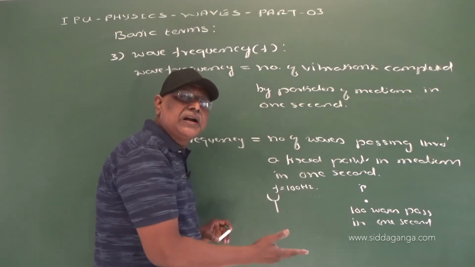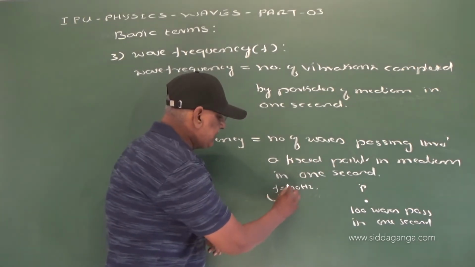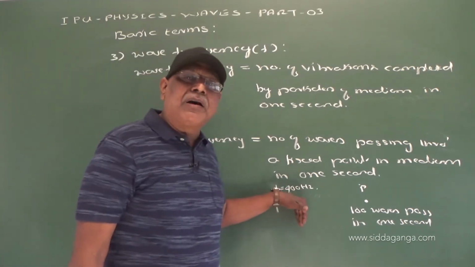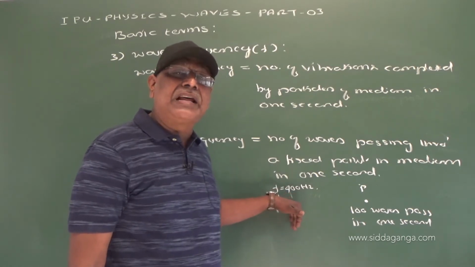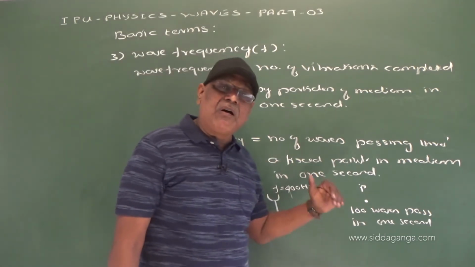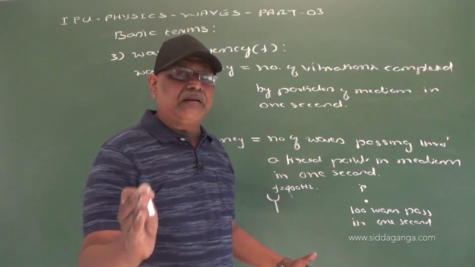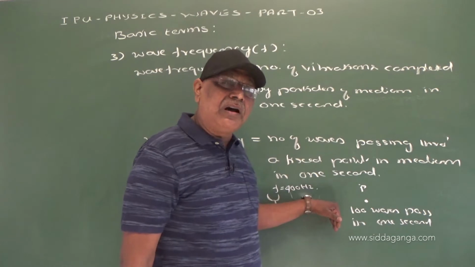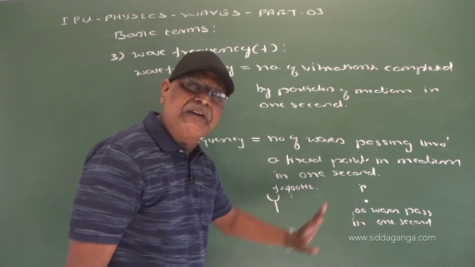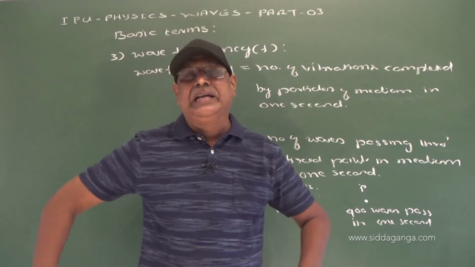In 2 seconds, 200 waves. In 3 seconds, 300 waves, etc. Suppose its frequency is 400 Hz, then the number of longitudinal waves generated per second is 400. One longitudinal wave means a compression and a rarefaction. The number of longitudinal waves passing any fixed point in the medium is 400 waves per second, right?